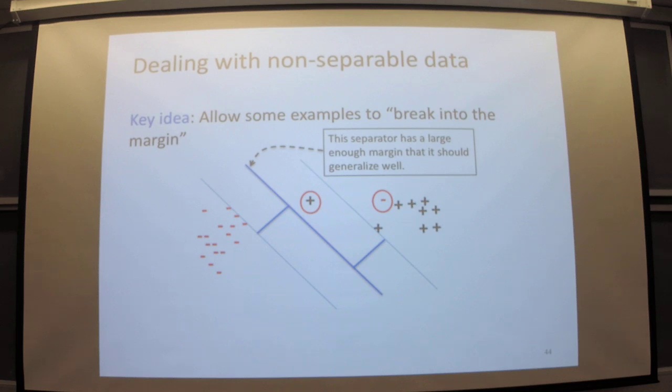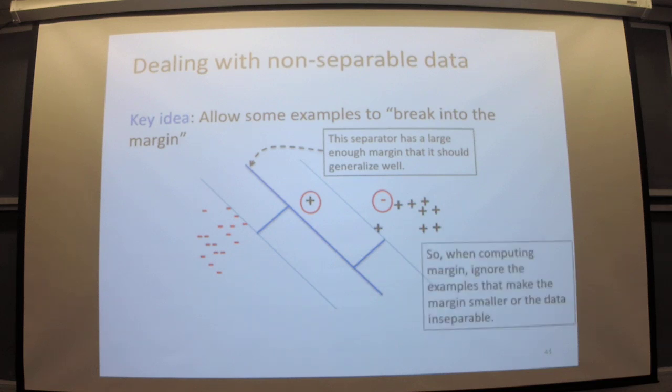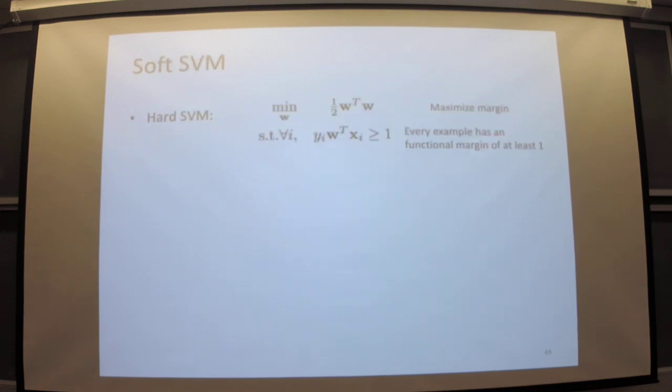Maybe by doing that, you will get a large margin separator that will generalize better because these 2 points are outliers. If we could detect that, then life would be good. How would you do that? Well, we can just ignore those points, right? So let's see how we can do that. This is called, just to contrast this against hard SVM, I'm going to call this a soft SVM. In fact, it's just called the support vector machine. Nobody says soft SVM, people just say SVM.